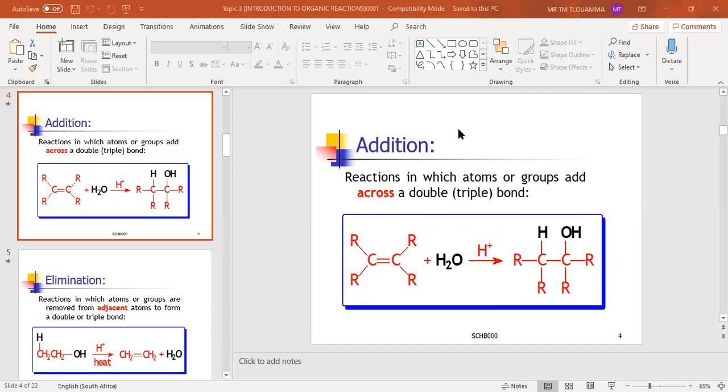In a case where there is a triple bond, the same procedure is going to happen. Let's hope that maybe we will get to an example whereby we're going to have the triple bond.